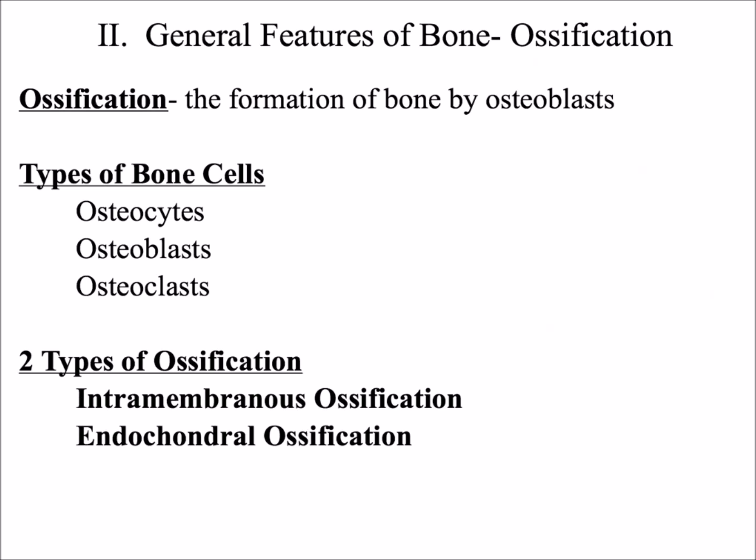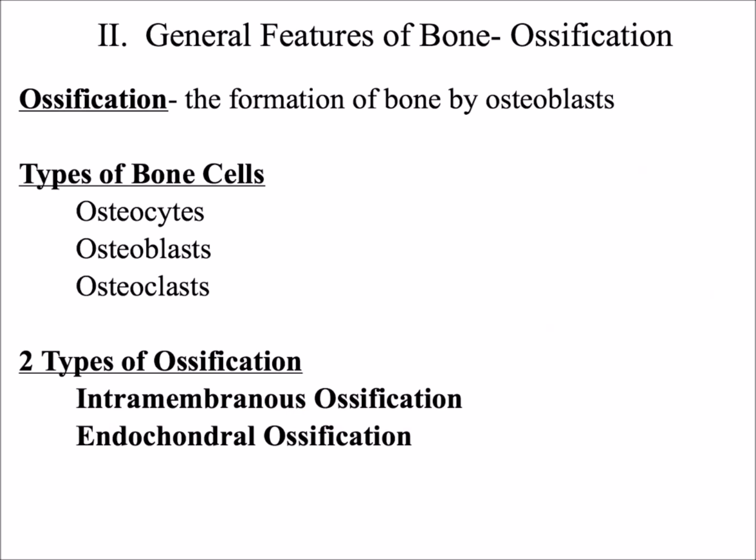The first one is called intramembranous ossification. What does intra mean? Inside, in between, right? Membranous refers to what structures within the human body? Membranes. And ossification means to make bone. So intramembranous ossification means the making of bone between connective tissue membranes. The making of bone between connective tissue membranes.